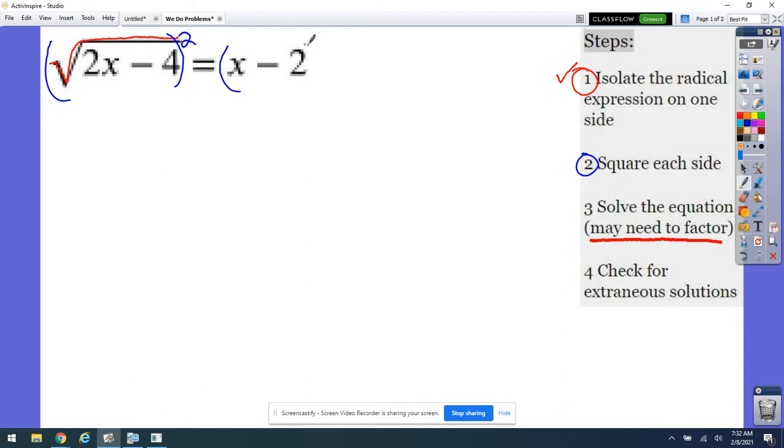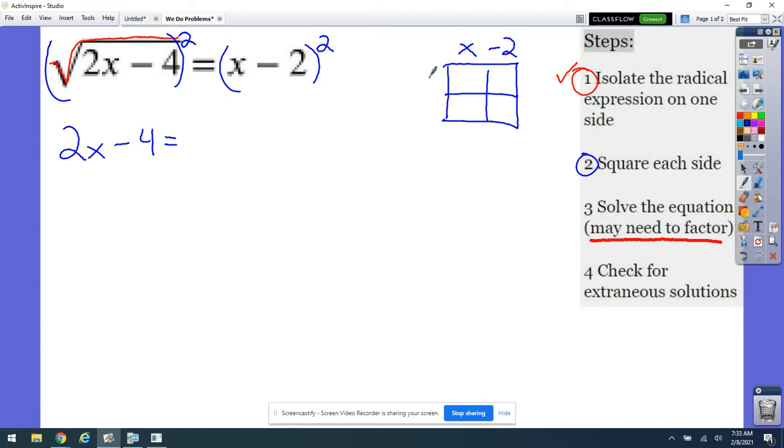So I'm going to square. And then what I do to one side, I'm going to do to the other. And what's going to happen is this square root is going to cancel out. So I'm now going to have 2x minus 4. And then I'm going to multiply this out. So remember, you are basically doing the box method, multiplying x minus 2 twice, x minus 2. And then I'm going to just go ahead and simplify.